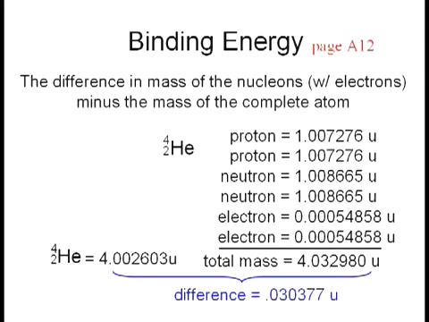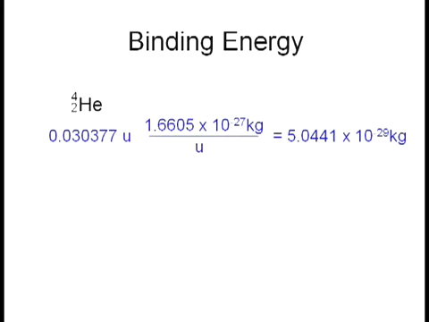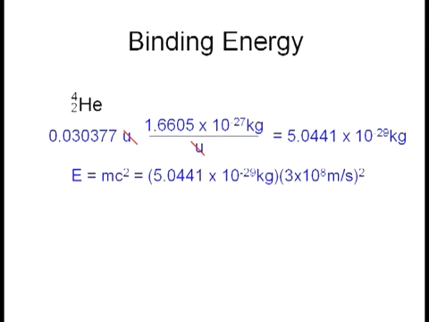So this difference in mass is called the mass defect, and this represents the binding energy that holds all those particles together. So I'm taking that difference in mass, I can convert it into kilograms, and then use Einstein's equation E equals mc squared to calculate how much binding energy there is for that atom. And this would also be the energy released if we bust it apart.